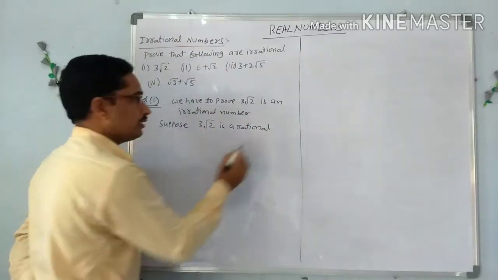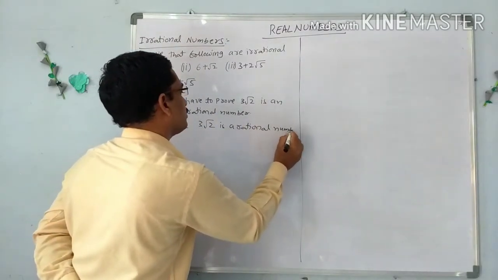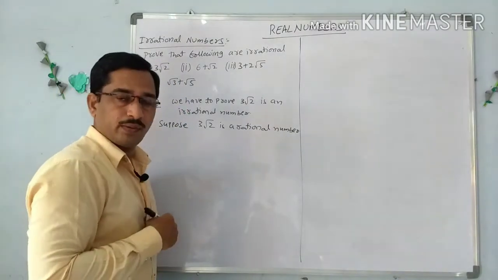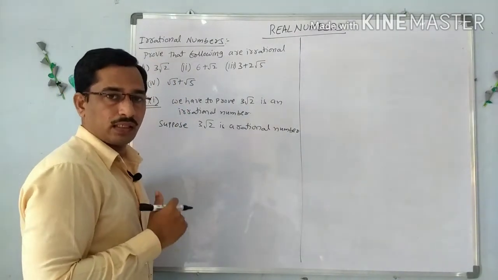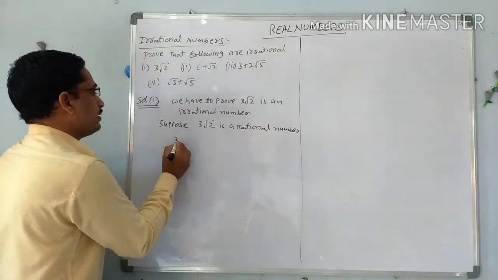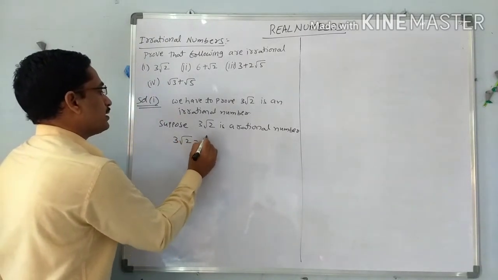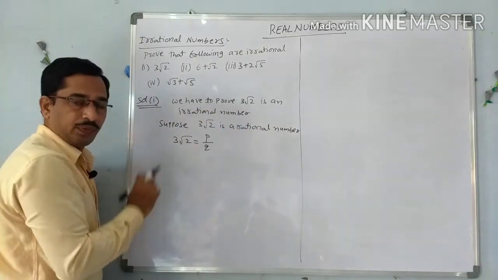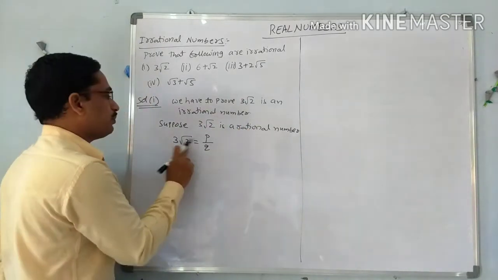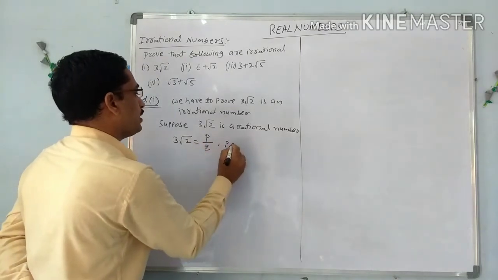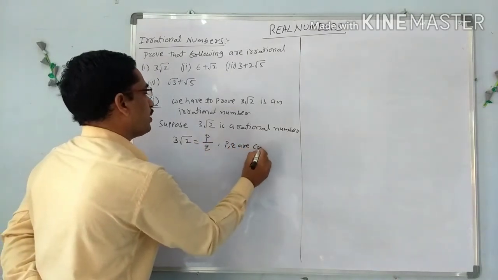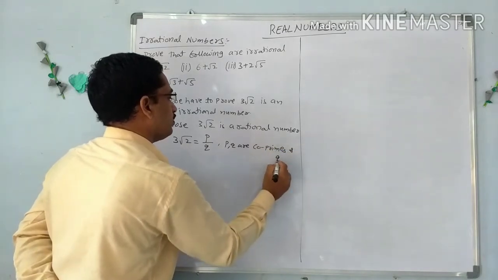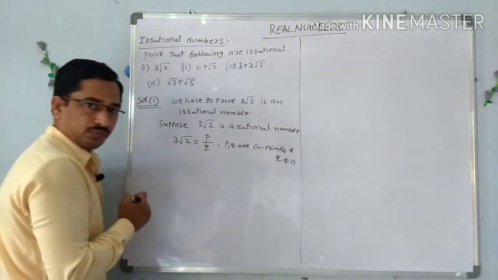Is a rational number. Rational number means every rational number is written in the form of p by q, where p, q are co-primes. Now we can write 3 root 2 in the form of p by q, because it is a rational number, and every rational number is written in the form of p by q, where p, q are co-primes and q not equal to 0.